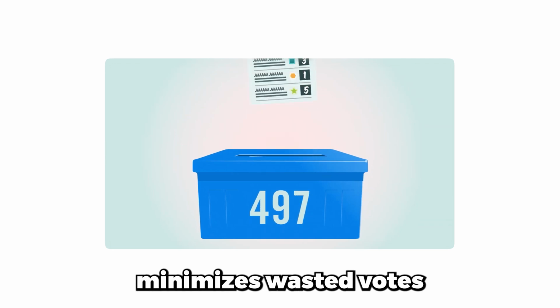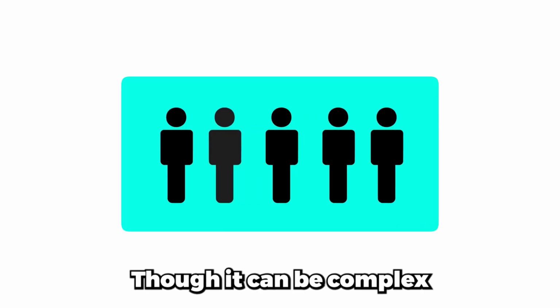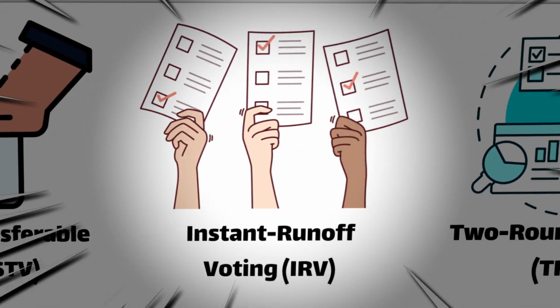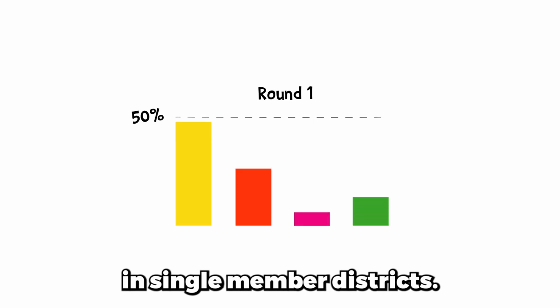This system minimizes wasted votes and allows for more voter choice and representation, though it can be complex to administer and understand. Instant-Runoff Voting. Instant-Runoff Voting, IRV, also known as ranked choice voting, is used in single-member districts.